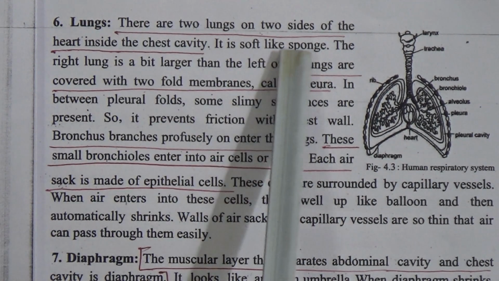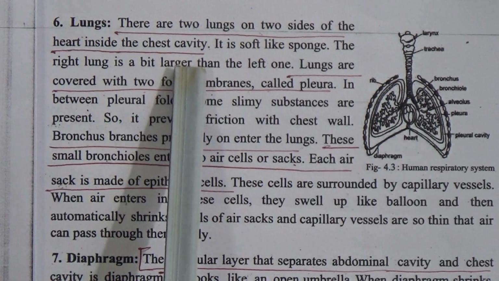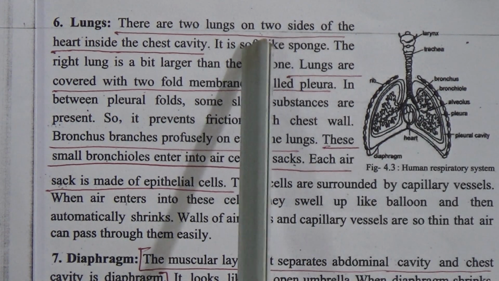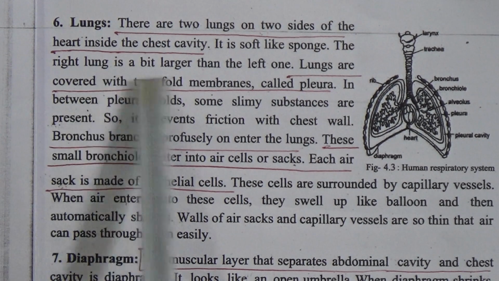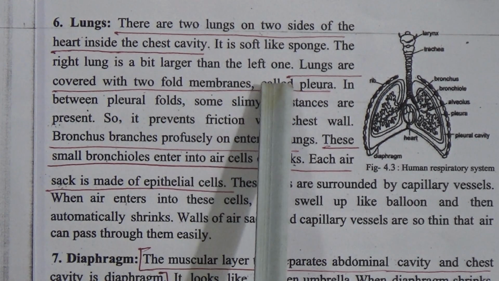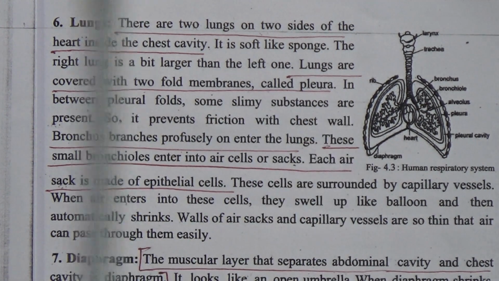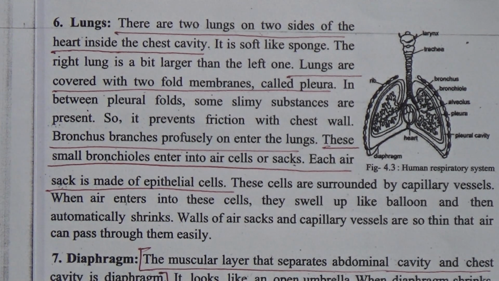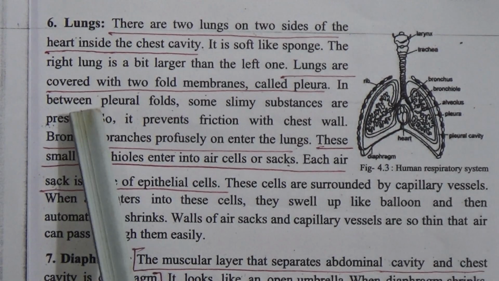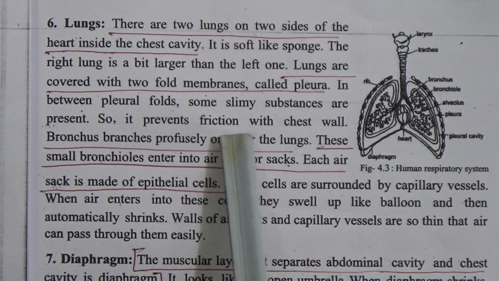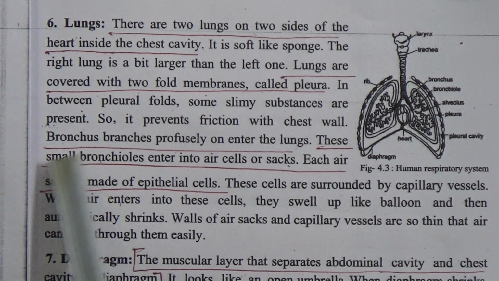Now lungs. There are two lungs on two sides of the heart inside the chest cavity. It is soft like a sponge. The right lung is a bit larger than the left one. Lungs are covered with two-fold membranes called pleura. In between the pleura folds, some slimy substance is present, so it prevents friction with the chest wall.